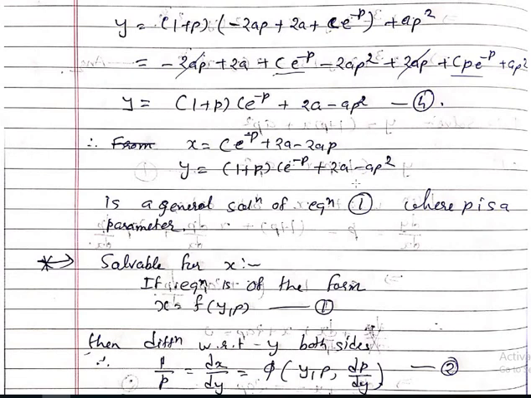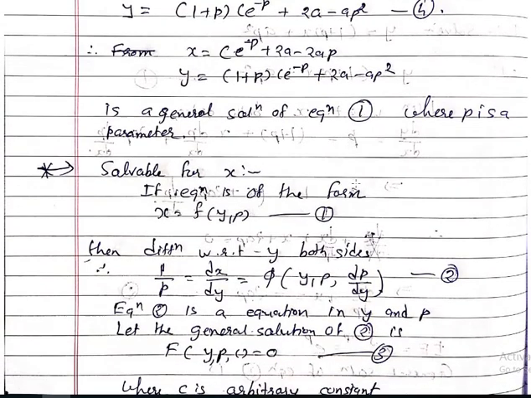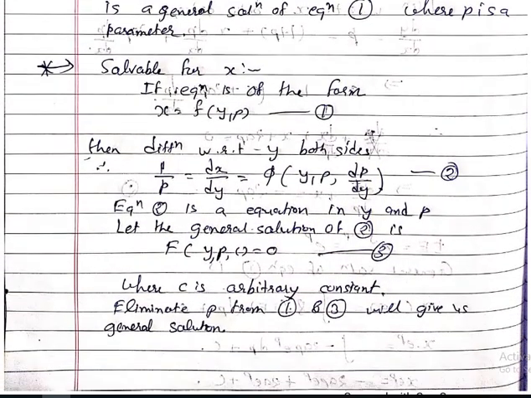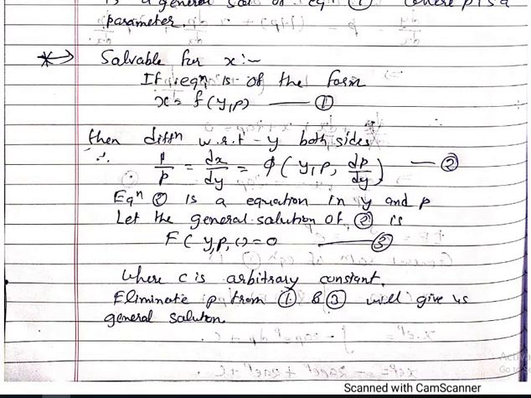Okay, the same thing we have to do for solvable for x. Now instead of y, you have an equation of the form x is equal to function of y and p. So in that case you have to differentiate with respect to y both sides, that will give you dx by dy, but dx by dy is 1 upon p. Please remember it, dx by dy is 1 upon p is equal to some function of y, p and dp by dy, because we are differentiating with respect to y.